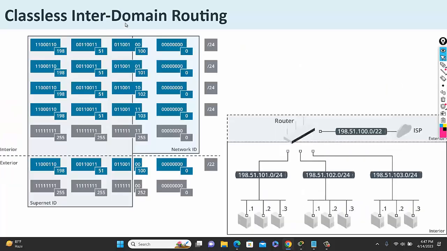Here is classless interdomain routing. Classless routing I have told you already. There is something like /24, /24, /24, but this also supports /22. It is called supernetting. So it supports supernetting as well as subnetting.